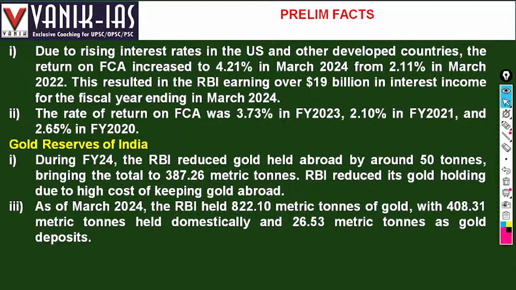The rate of return of the foreign currency asset was 3.73% in 2023, 2.10% in 2021, and 2.65% in 2020. Gold reserve of India: during 2024, the RBI reduced gold held abroad by around 50 tons, bringing the total to 387.26 metric tons. RBI reduced its gold holding due to the high cost of keeping gold abroad. As of March 24, RBI held 822 metric tons of gold, with 408.31 metric tons held domestically and 26 metric tons as gold deposits abroad.